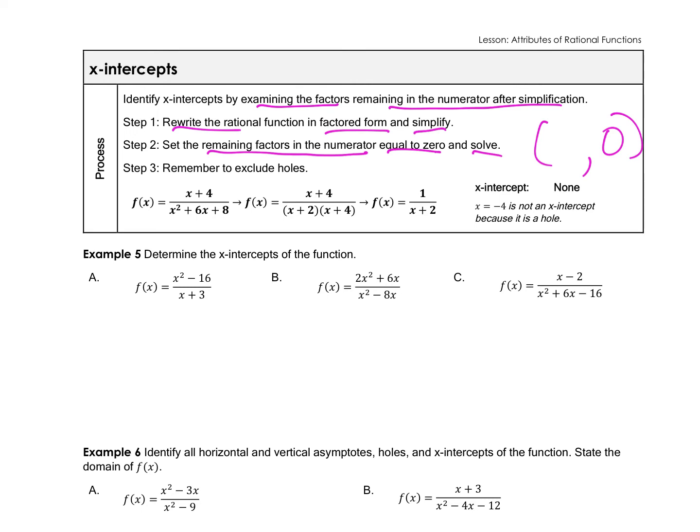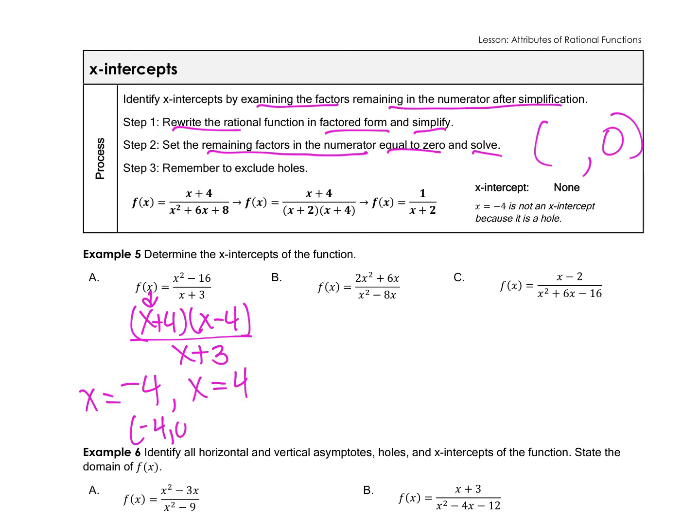Okay, so these are the same examples. So we already have factored them. So nothing cancels out. We're looking at the numerator this time, and we're setting each one equal to 0. So that would be -4, and this one would be +4. So writing it as an ordered pair for the x-intercept, we would have -4, 0, and +4, 0 would be your two x-intercepts.